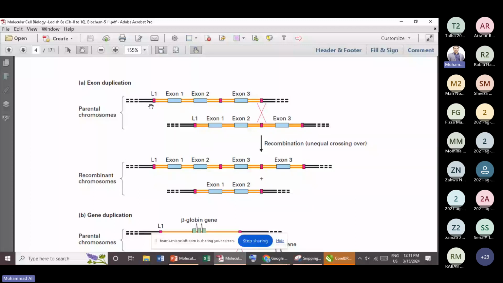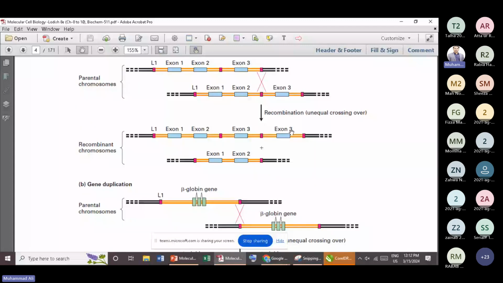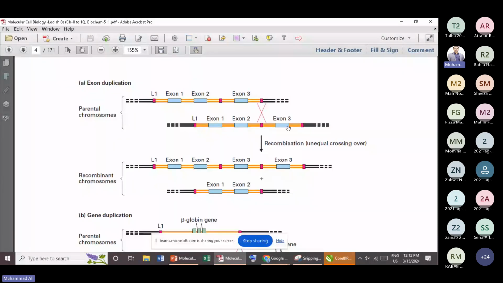For example, these are the parental chromosomes, one coming from the father, one coming from the mother. If this homologous region is very much similar from the mother to the father, there can happen an event in which homologous recombination duplicates the exon 3 on one of the chromosomes. So when the gametes are made, one gamete will contain the duplicated exon 3, and the other gamete will contain the gene without the exon 3. Thus there is an arrangement of the exons that is duplicating the exons.